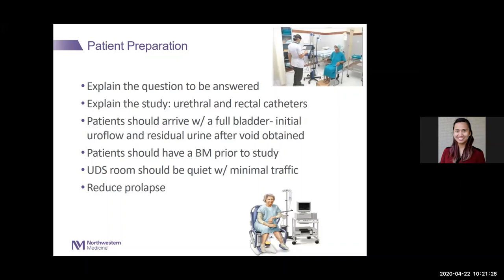So let's talk about patient preparation. This is the thing no one talks about, but it's pretty important if you want to get the study done properly. When you tell a patient you're going to have them come back for urodynamics, you really need to explain what's going to happen. And we have handouts for the patients to explain it before they come in, because when you start telling people you're going to put things into their urethra and their rectum, it freaks out most people. It's pretty important to reassure them it's not a painful test.